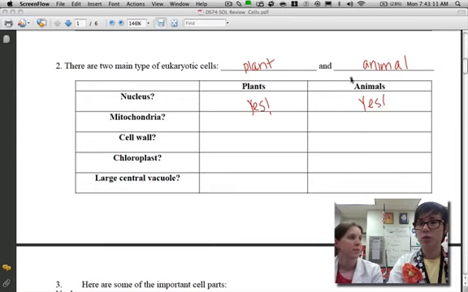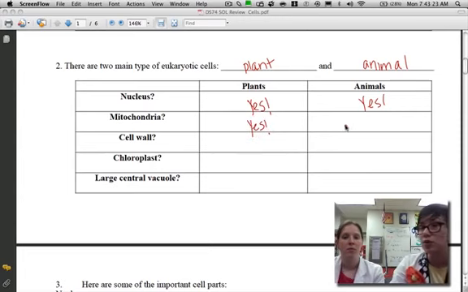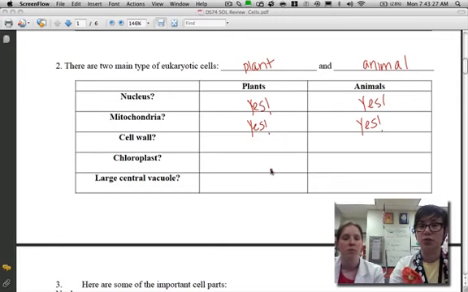And mitochondria, well, we know that mitochondria gives our cells energy, and mitochondria has a membrane that surrounds it. So anything that contains membrane-bound organelles will have this particular organelle in general. We know that plants and animals are both eukaryotic, so they're both going to have this particular organelle.